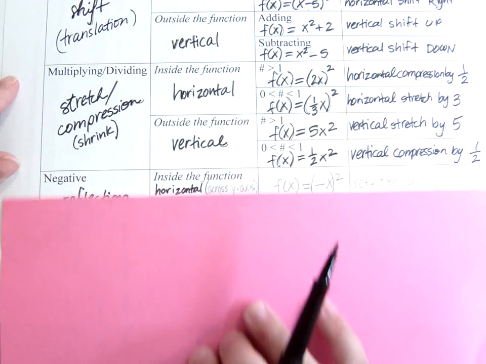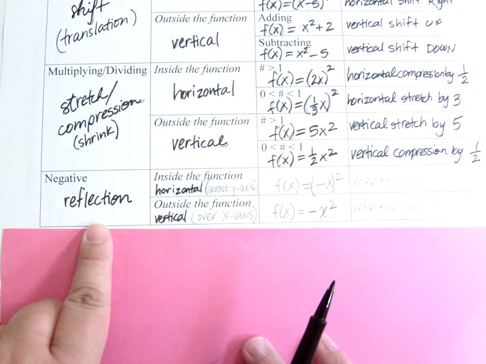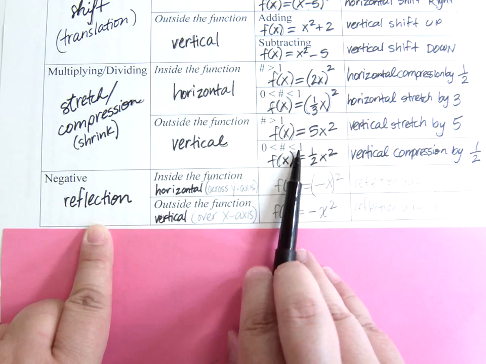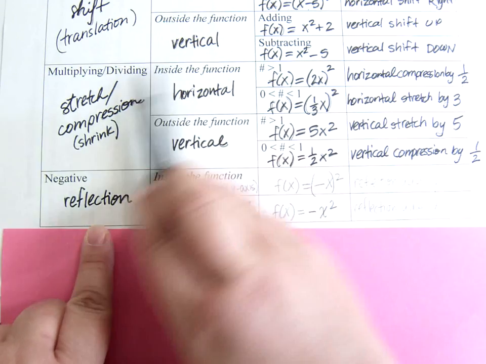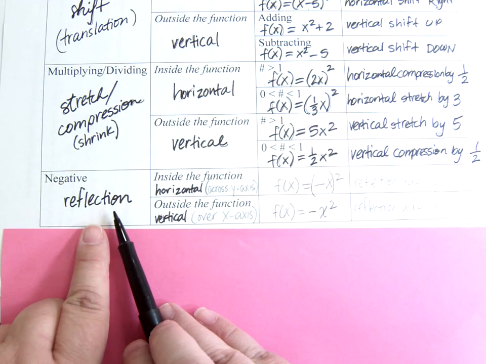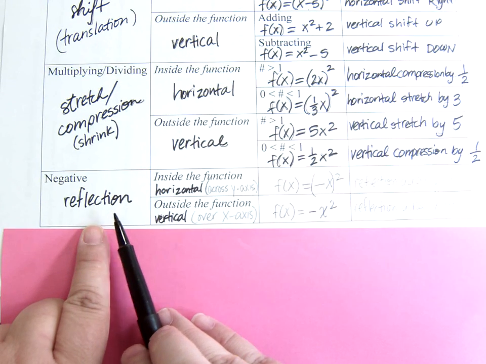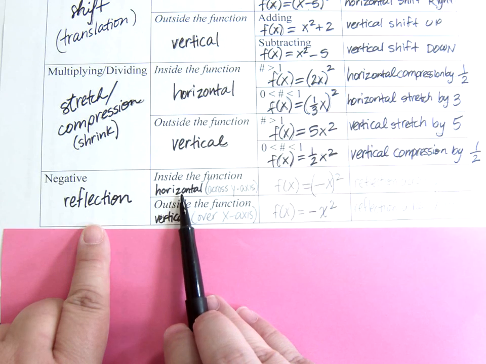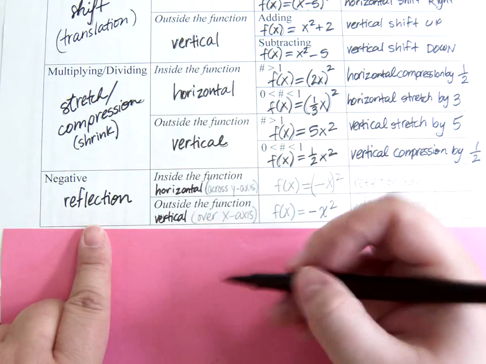Last but not least, we have negatives. Negatives are reflections. Notice that up here we said numbers greater than 1 and numbers between 0 and 1, so nothing with multiplying and dividing has to do with a negative. The negative is its own separate thing. A negative is a reflection. If it's inside the function, that's a horizontal reflection, which means going back and forth across the y-axis.